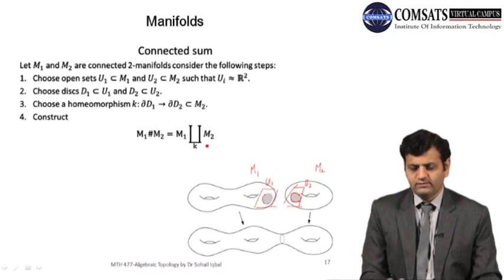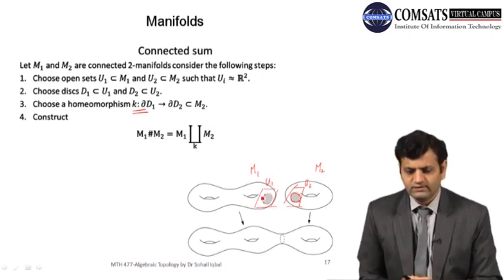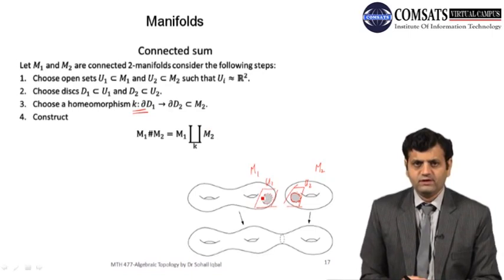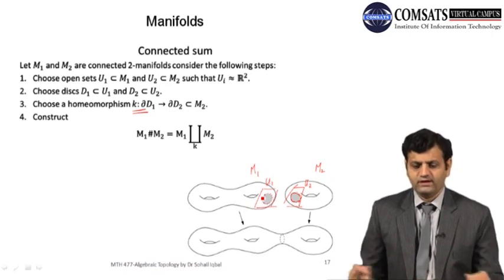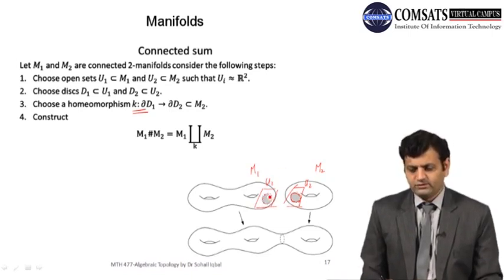Okay, so how do we attach them? Using this homeomorphism. Remember that we have done procedures like this when we were discussing how to attach a cell to a topological space. Now in this case we are attaching two manifolds, M1 and M2. So basically glue this circular boundary with this circular boundary, and of course delete whatever is inside this disk.